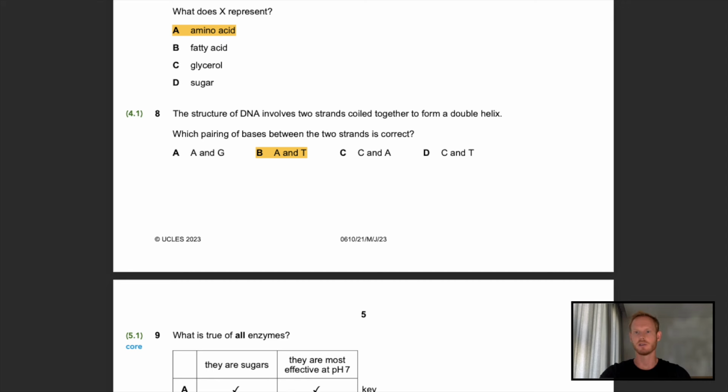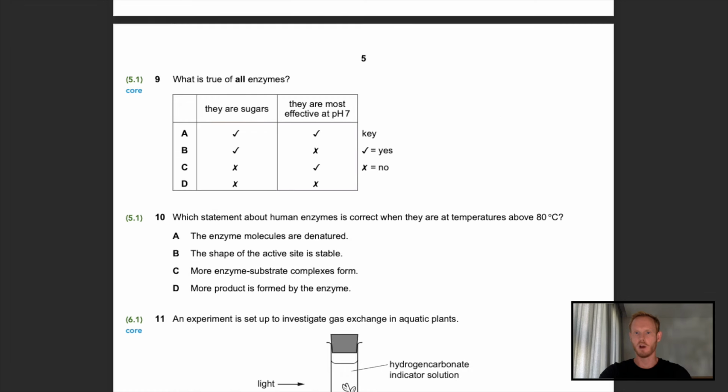So the correct answer here is B. Number 9. What is true of all enzymes? The first statement here is that they are sugars, which is not true because they are proteins. So that narrows it down to either C or D.